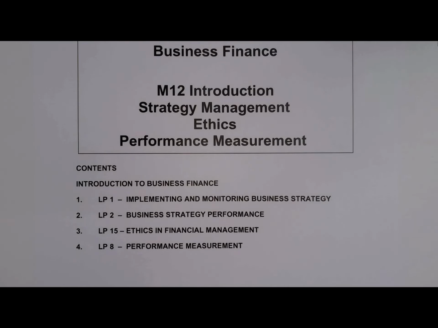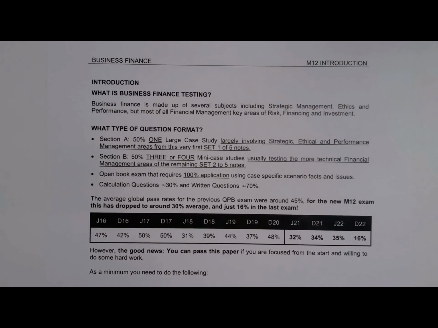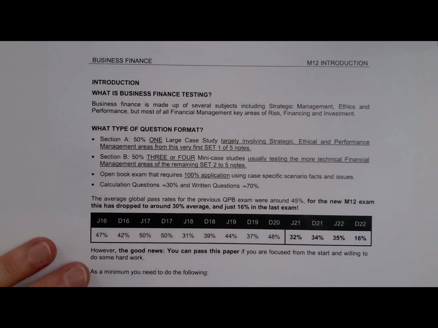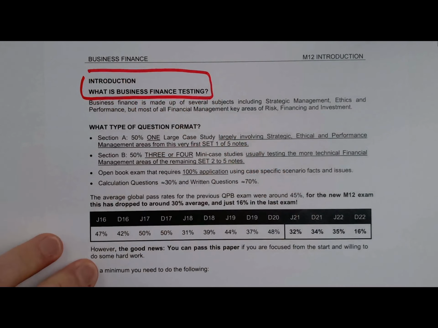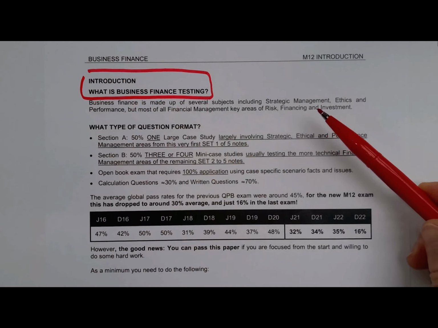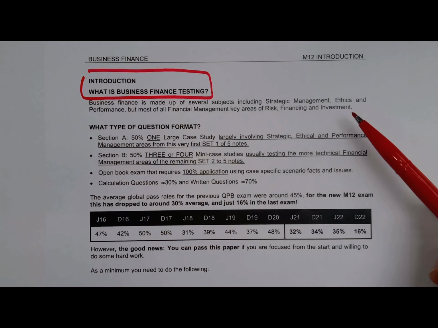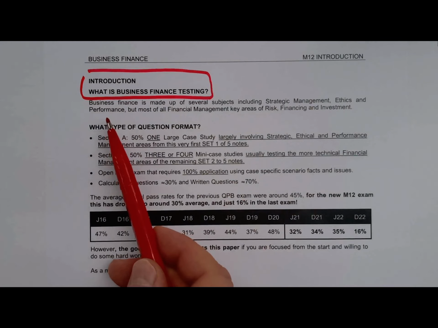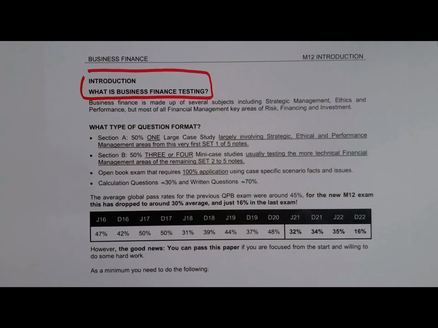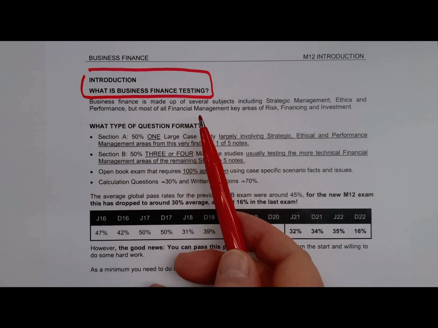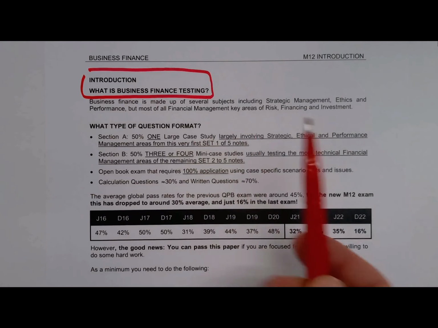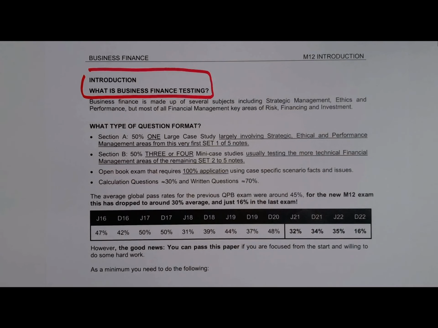Let's now get into our business finance, a little introduction just here. First of all, it's called business finance, but actually it's made up of lots and lots of different areas. So we've got subjects, for instance, like strategic management. This is the area we're going to start off with chapter 1 and chapter 2 in a second. We've got ethics as well later in this set 1 of notes, and we've got performance also as well. This set 1 is not too technical. It's when we start moving on into set 2 through to set 5, we then have the more technical areas. So these are on the financial management areas such as risk, financing, and investment.